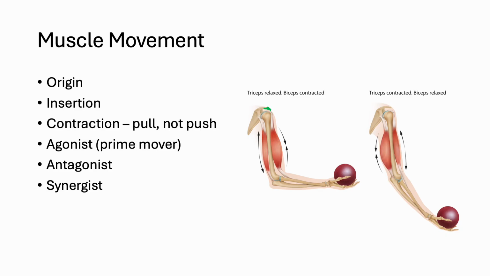Let's show the insertion down here on the radius. Now, with the muscle being attached at those two places, if it shortens, only one thing can happen. That means that when it shortens, it's going to have to bring the forearm up towards the body. It's going to shorten the angle between these two bones.